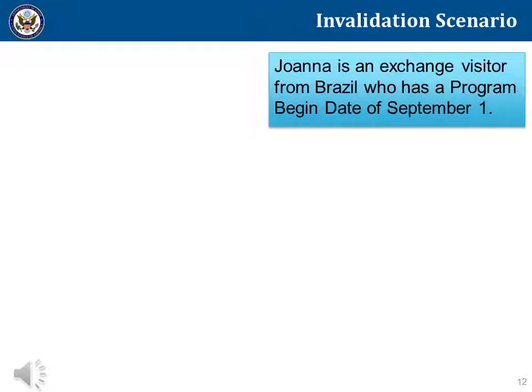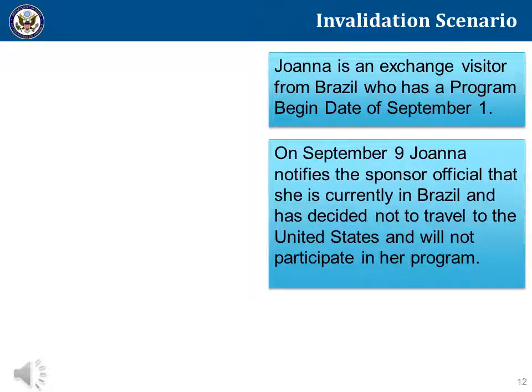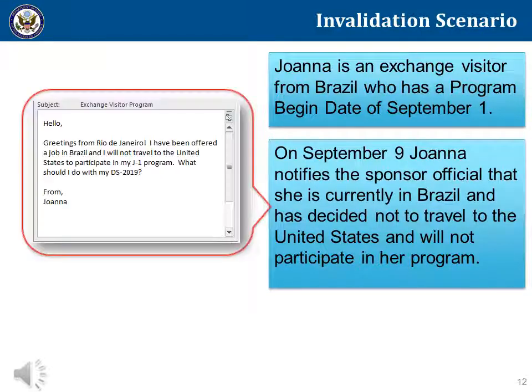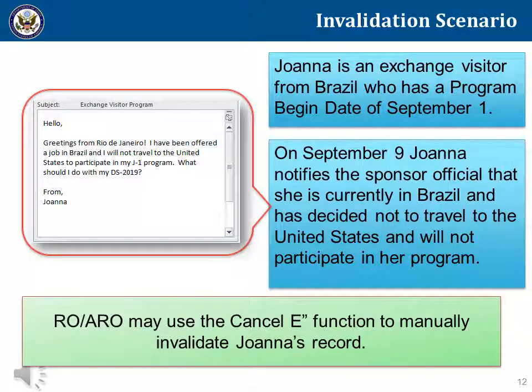Let's turn to a scenario in which the manual cancel Eevee function will be appropriate. Joanna is an exchange visitor from Brazil who has a program begin date of September 1. On September 9, she emails her sponsor official to notify them she is outside the United States and has no intention of participating in her J1 program. In this instance, the sponsor official may use the Cancel Eevee function to manually update Joanna's record to invalid status.